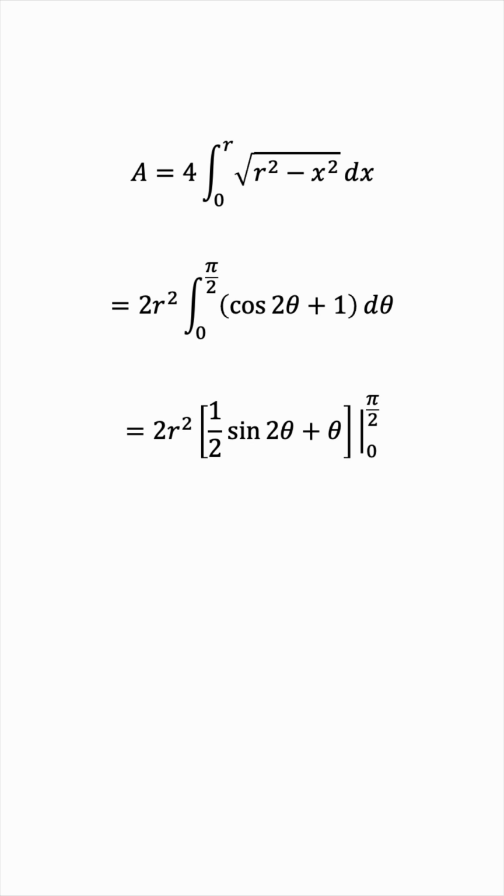When theta is 0, sine 2 theta will be 0. So the lower bound will cancel out entirely. When theta is pi over 2, sine 2 theta will be sine pi, which is also 0, leaving us with only pi over 2 to multiply by 2r squared. The 2 and 2 cancel out, and we arrive at the result: A is equal to pi r squared. So there you have it.